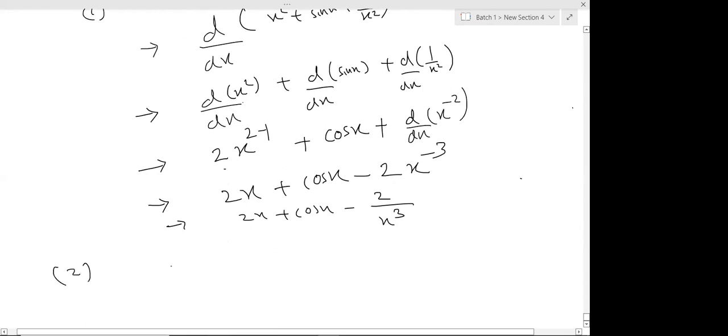Differentiate this one: ax square plus bx plus c upon under root x.